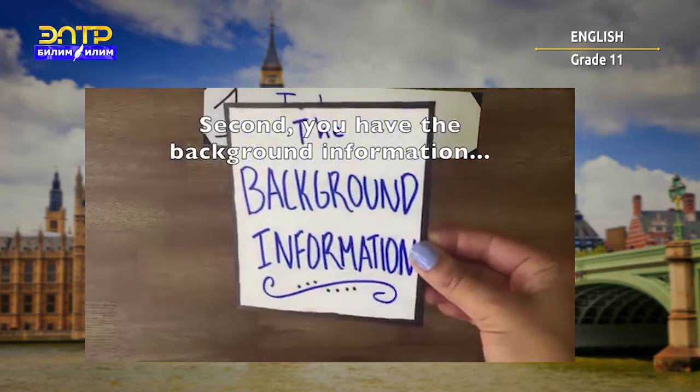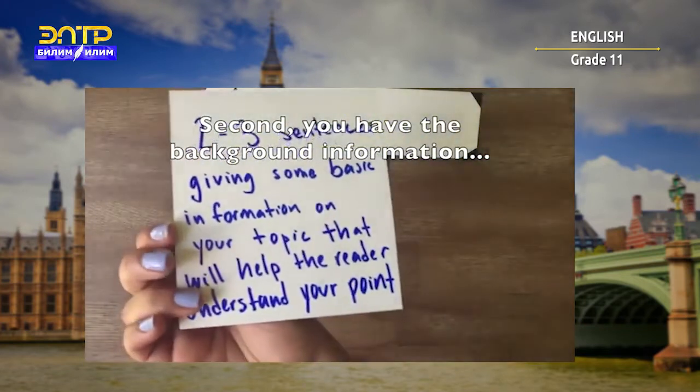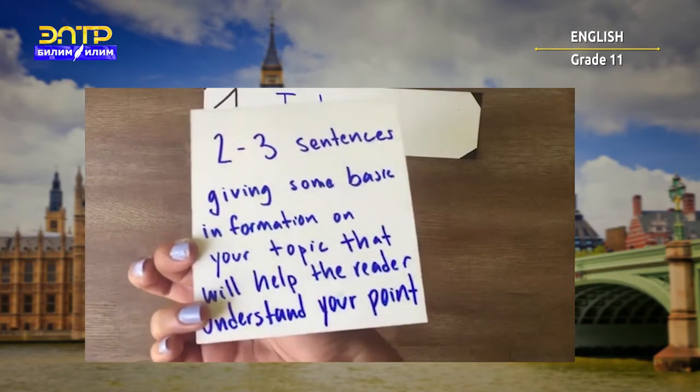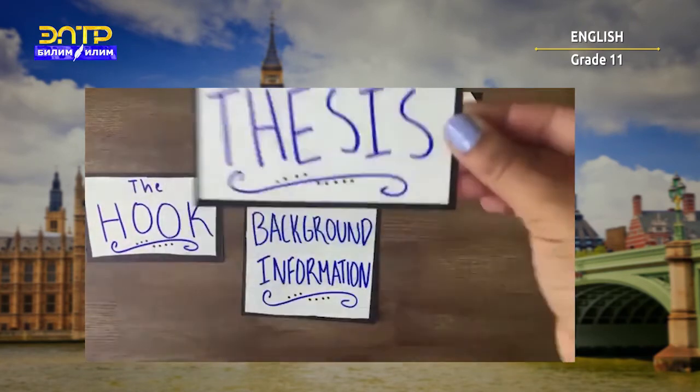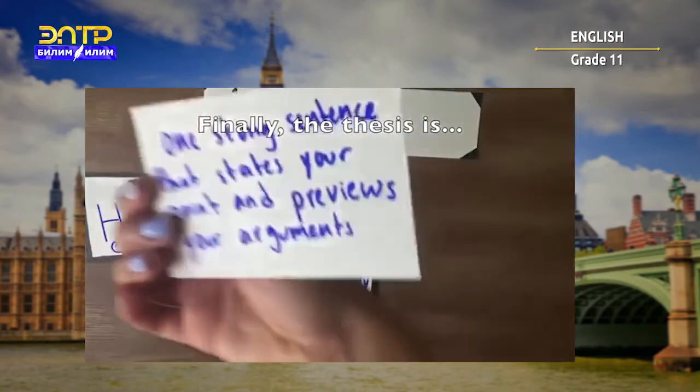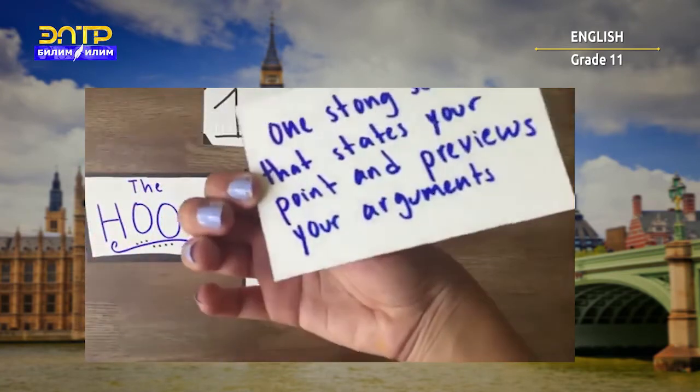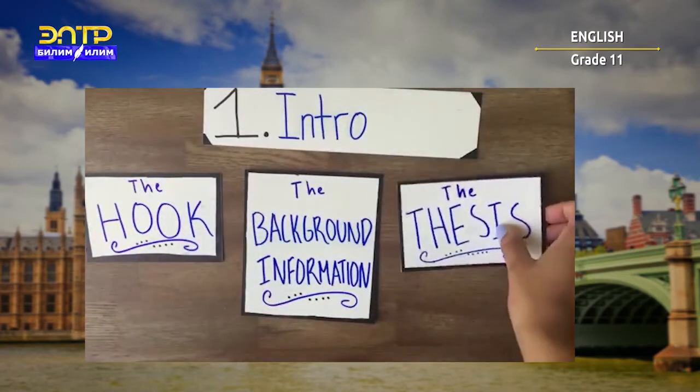Second, you have the background information, 2 to 3 sentences giving some basic information on your topic that will help the reader understand your point. Finally, the thesis is one strong sentence that states your main point and previews your arguments.